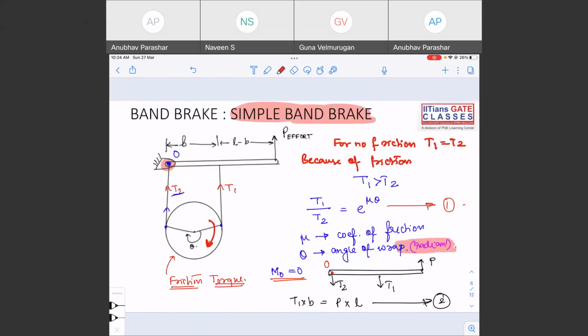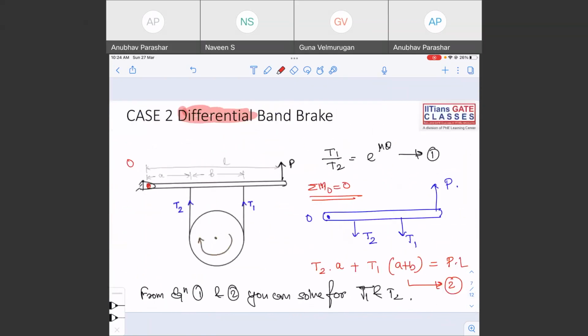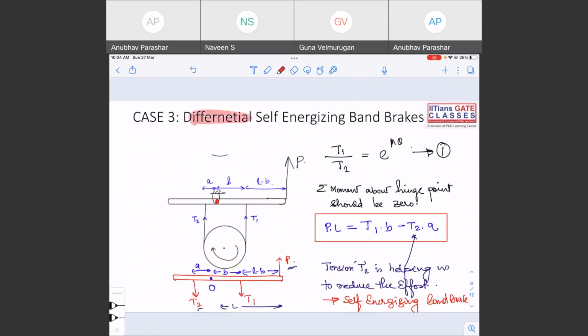Anyways, we will not go into that much detail. We are just bothered about equations right now. So the differential band brake will not be at a hinge point. And you'll have the differential self-energizing band brake, the third condition, where the hinge point will be between T1 and T2.